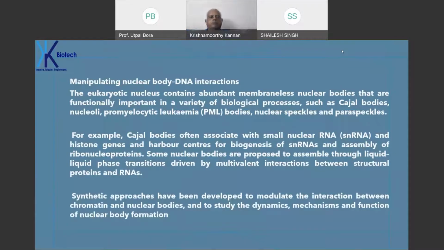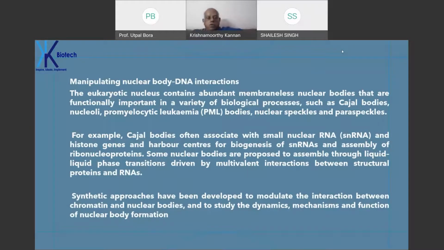Okay. So, manipulating nuclear DNA interaction. The eukaryotic nucleus contains abundant membraneless nuclear bodies that are functionally important in a variety of biological processes. In fact, the first one was discovered by Cajal way back in 1902, called Cajal bodies. Then you have nucleoli, then you have PML bodies, promyelocytic leukemia bodies, nuclear speckles, and paraspeckles. So these are all things seen inside the nucleus.